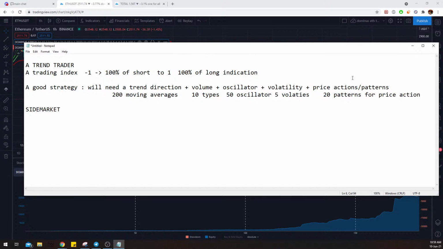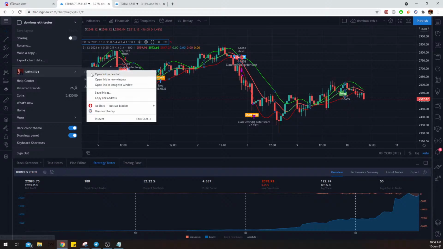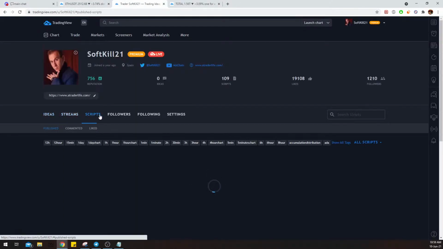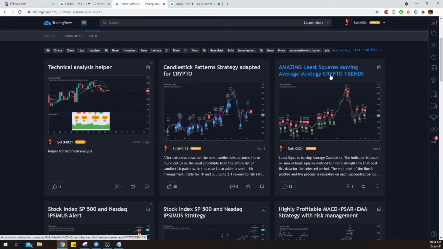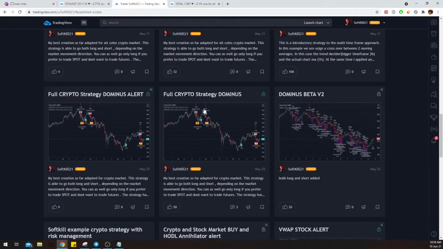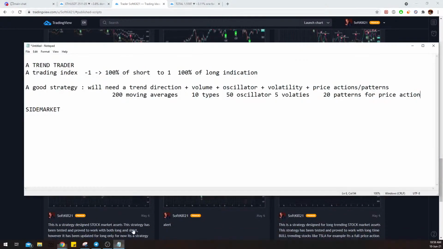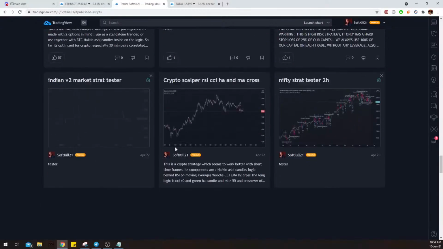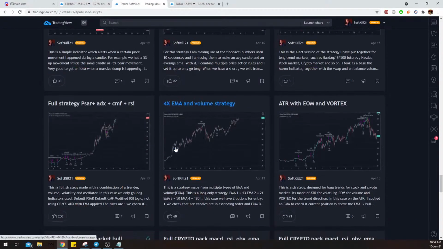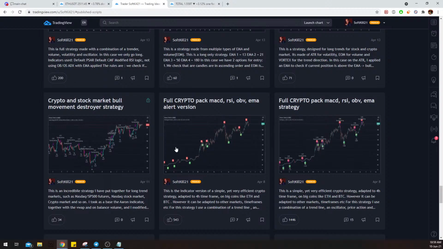If you look inside my strategies, for example, if you go in my profile, in my scripts, you can find the candlestick patterns that I have. You can find one of the moving averages that I have. All these tools which I am putting here, I slowly developed them separately. Maybe not all of them, but most of them, you can find inside my strategies. So these tools are free, and you can make your own strategy.